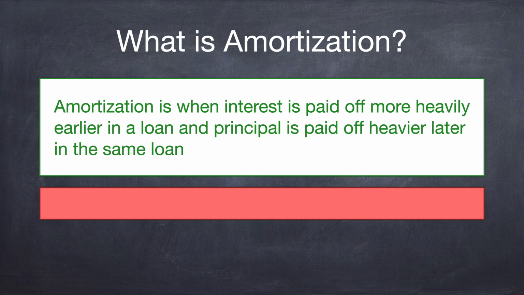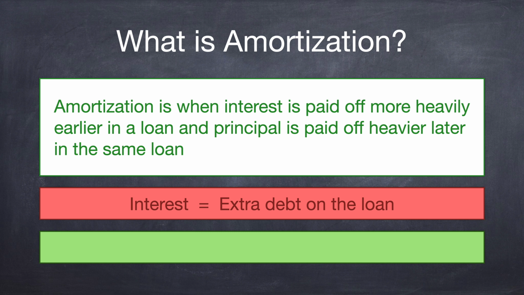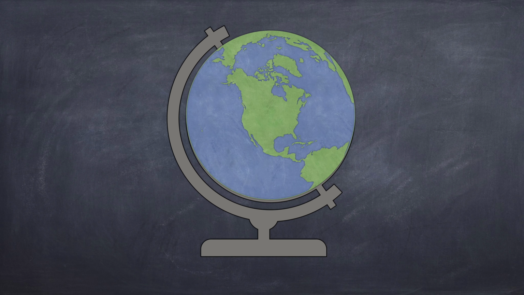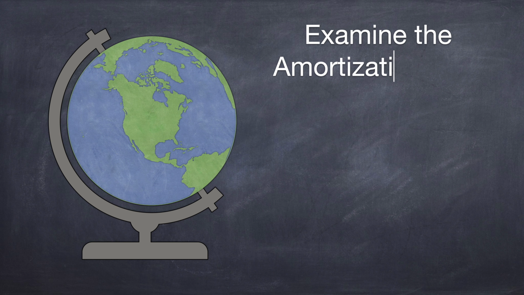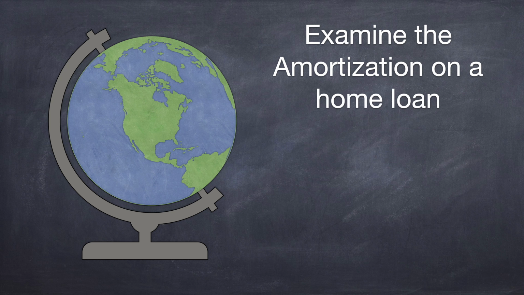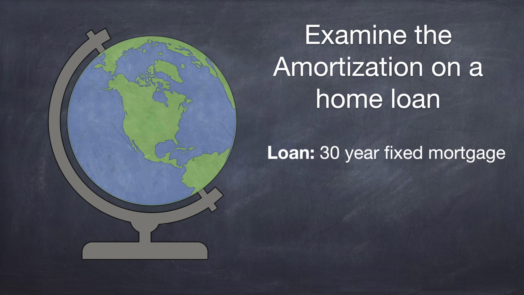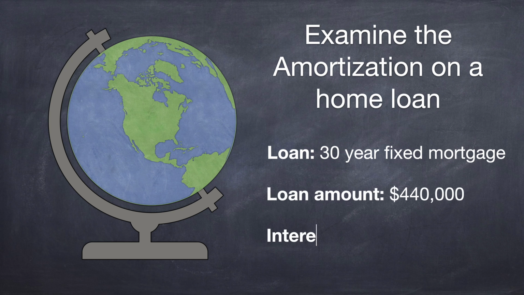So some quick definitions. Interest is just going to be extra debt that you pay on the loan, and the principal is going to be your ownership within that loan. So let's take a look at a real world example here, and we're going to examine the amortization on a home loan, which is the most common type you will see. So let's say you got a 30-year fixed mortgage loan. We're going to say the loan amount was for $440,000, and let's say you got this at a 4% interest rate. So let's see what the amortization looks like on a loan like this.